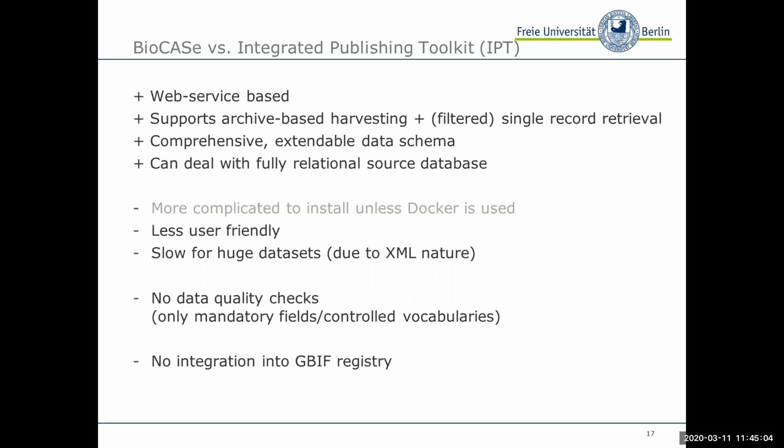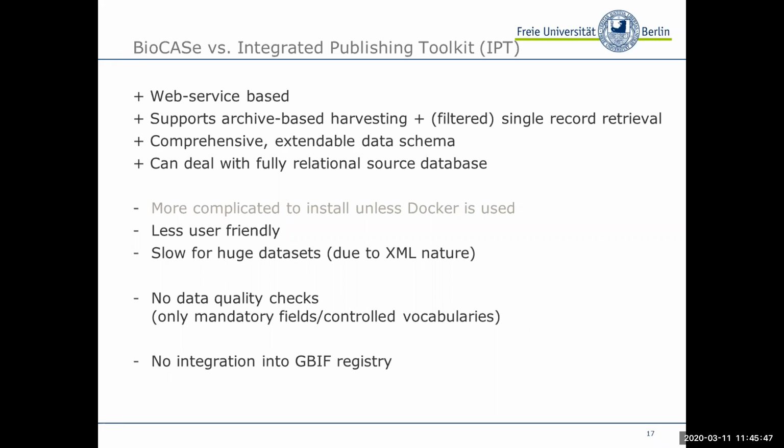Because IPT is archive-based and BioCASe is web service-based, you can harvest a data set partially. If you're interested only in certain records, you can request only those records by using a BioCASe filter. So you can decide by yourself which way of harvesting or accessing records to use. Either you use the archive method if you want to harvest the whole data set, or you can use the web service if you're interested just in certain records.